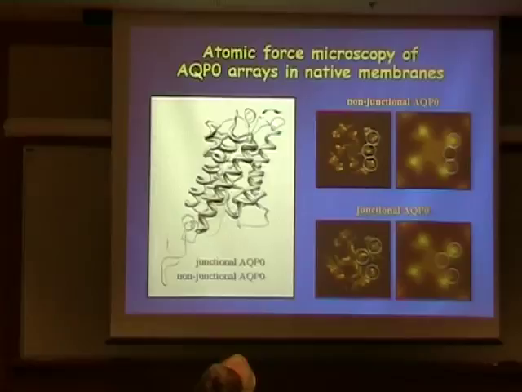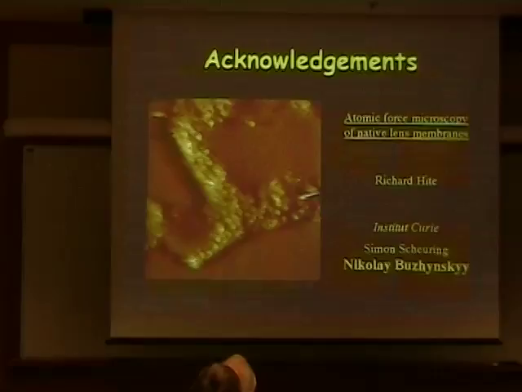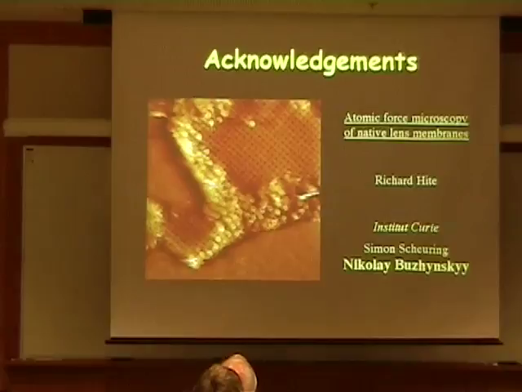What this tells us is that it's really the cleavage that comes first, changes the loop, and makes the membrane junction. Even if you remove the top layer, this loop stays in the same conformation. So it's not the junction formation that induces the conformation change, it's a conformation change that allows the junction formation. Rich, who is here, purified the membranes for this, and the whole work was done by atomic force microscopy by Nikolai Brzezinski and Simon Scheuring's lab at the Institut Curie in Paris.